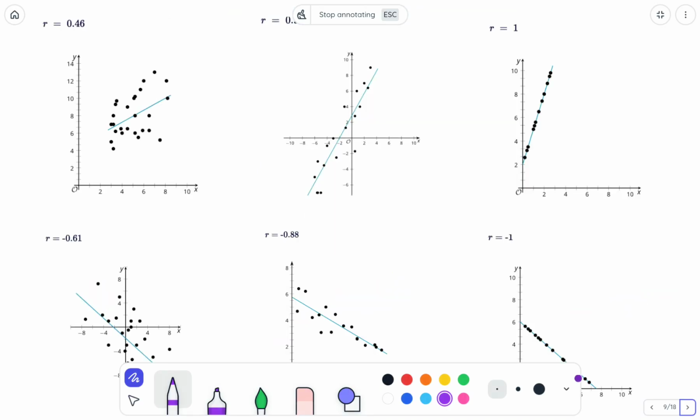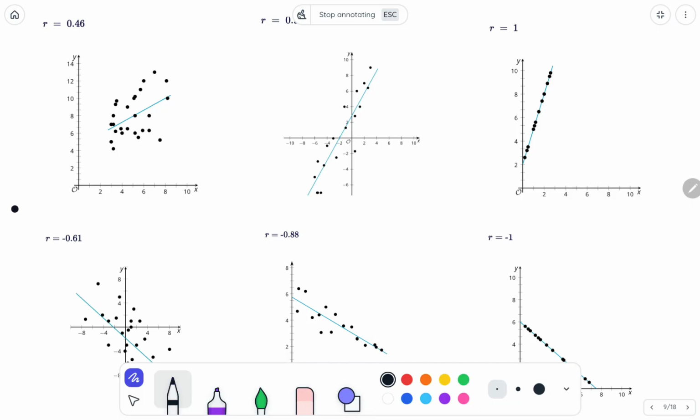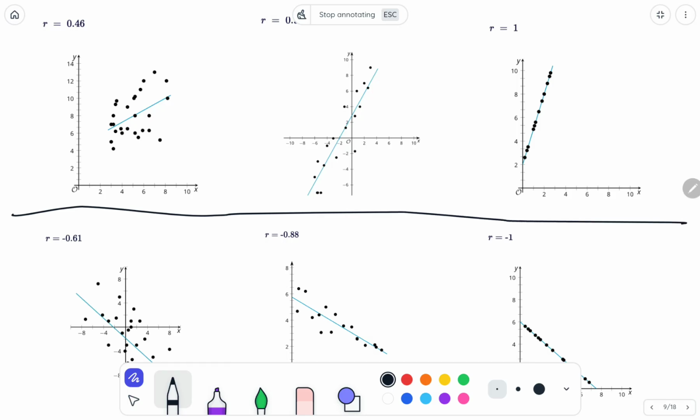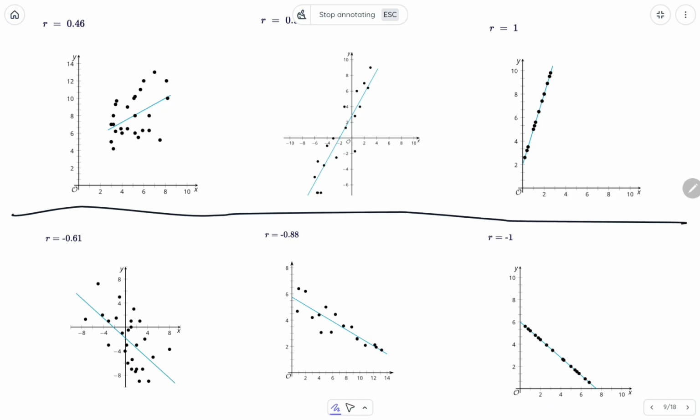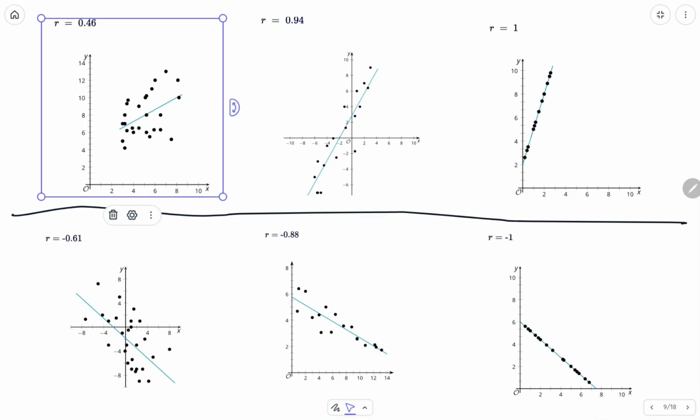All right, so this is just some examples. Actually, let me separate this into 2 sections. We're going to look at the top half versus the bottom half. The top half all has positive r's. For this first graph, you see that the r here is like 0.46. Oops.